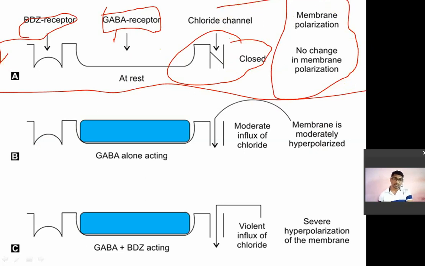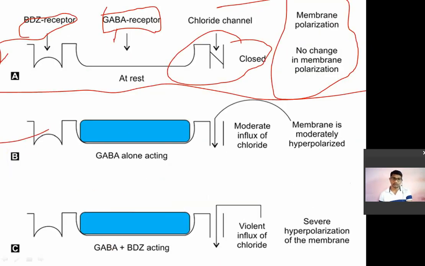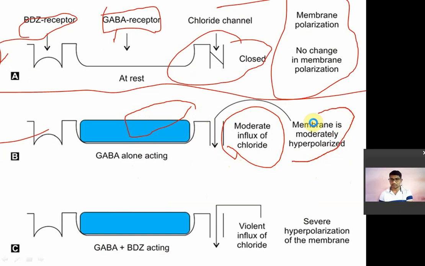Now when gamma aminobutyric acid is there alone, what happens in this condition? For example, this is a GABA molecule in blue color. This GABA molecule will interact with the receptor and increase the opening of the chloride channel. So there is moderate influx of chloride ions, which will cause hyperpolarization of the post-synaptic membrane, and there will be inhibitory action or depression.